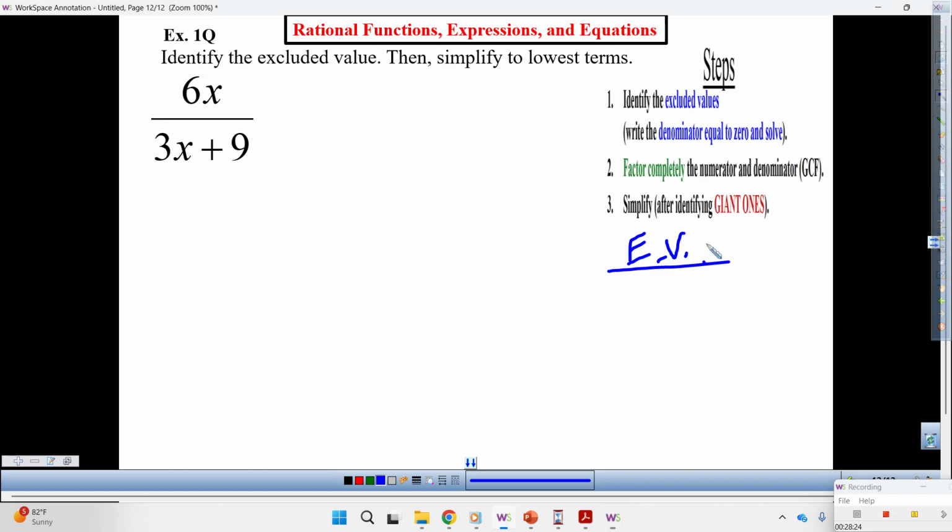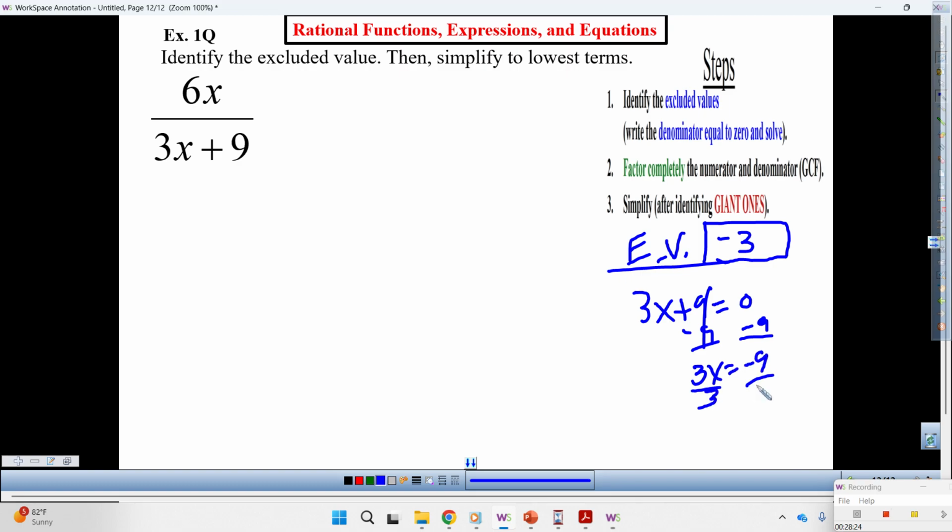All right, what'd you get for the excluded value, everyone? Negative 3. Hands if you got negative 3. So we took the denominator, 3x plus 9, set that equal to 0. Minus 9 minus 9. We end up with 3x equals negative 9, divided by 3. X equals negative 3.